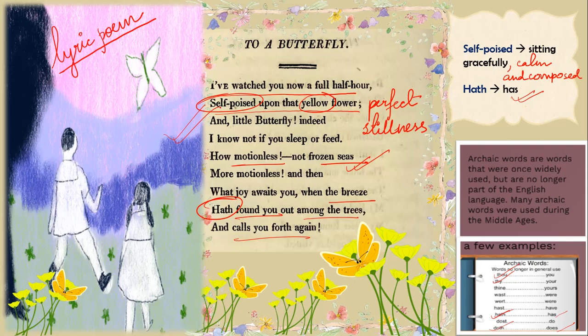Also, I have one small task for you. You already know about the figure of speech personification. It's giving human characteristics to non-living things. So here there is one personification that is used by Wordsworth. You have to find that, okay? You can just make a note of it in your textbook. We'll discuss that in our next class.